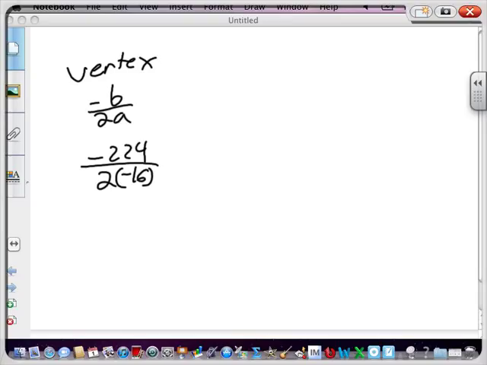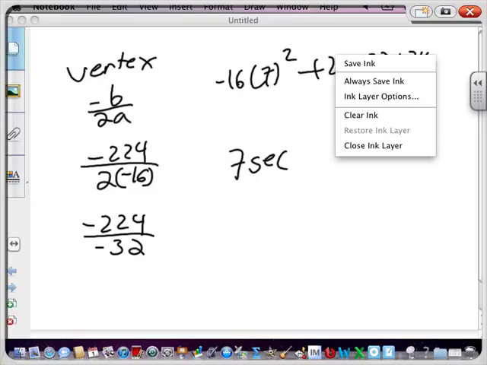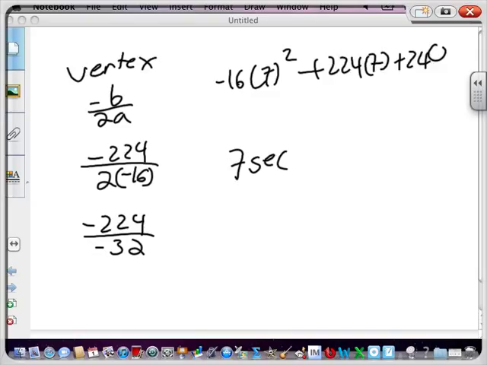What's 2 times negative 16? What is negative 224 divided by negative 32? I see lots of people with calculators. 7. So we get 7 seconds. Then we plug it back in. We get negative 16 times 7 squared plus 224 times 7 plus 240. And we get that it was 1,024 feet at its highest.